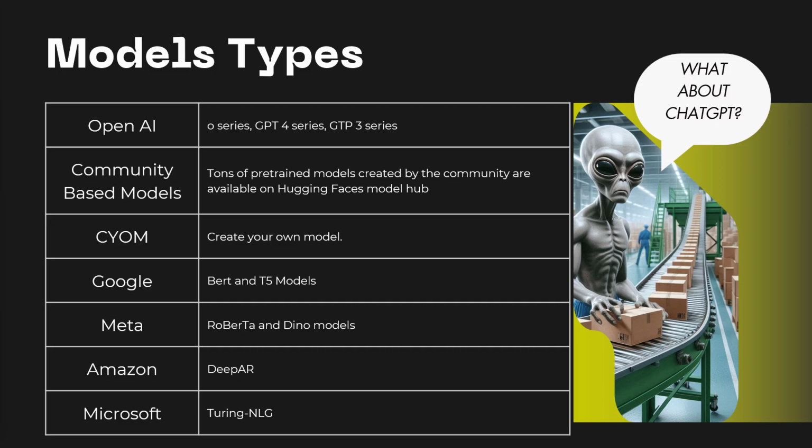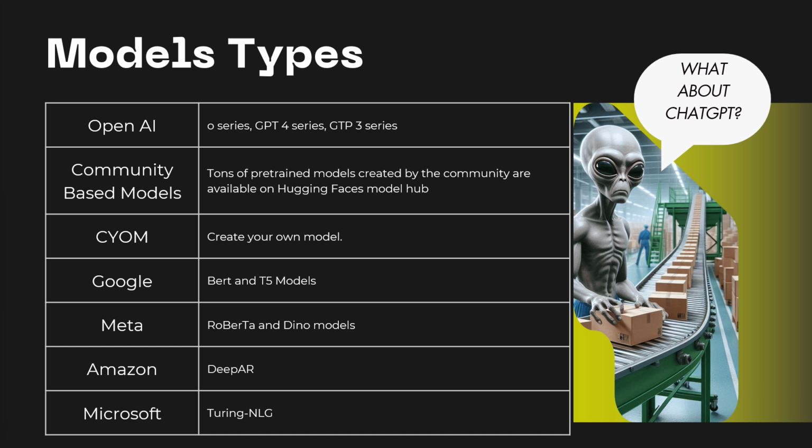Okay, let's talk about types of models. And when I say model, I'm really referring to a machine learning model, also known as an ML model. OpenAI has produced multiple models. Some popular models include GPT-4 series models and the more recent O3 model.